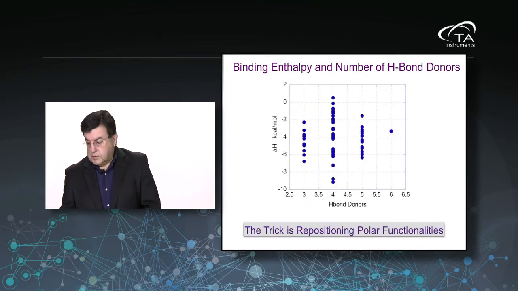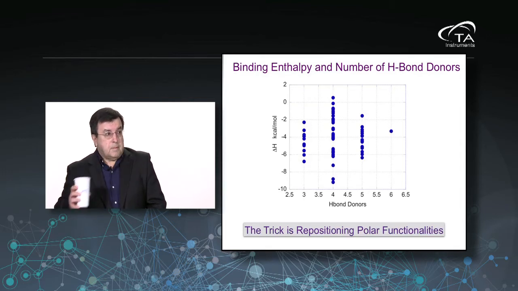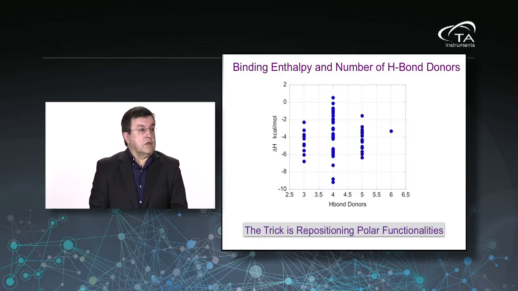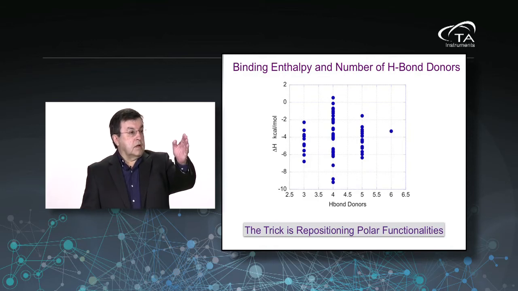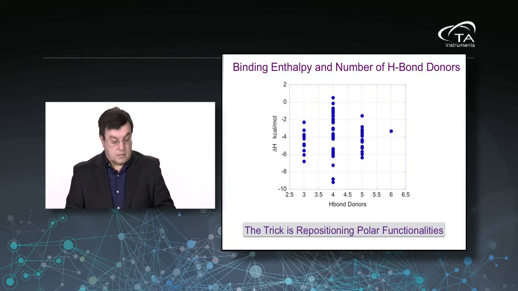Also, I should point out that the binding enthalpy is not correlated with the number of hydrogen bonds. You can have favorable enthalpies and unfavorable enthalpies with exactly the same number of hydrogen bond donors. It's the question of where those hydrogen bond donors or acceptors are located. The trick here is repositioning the polar functionalities in the compound.